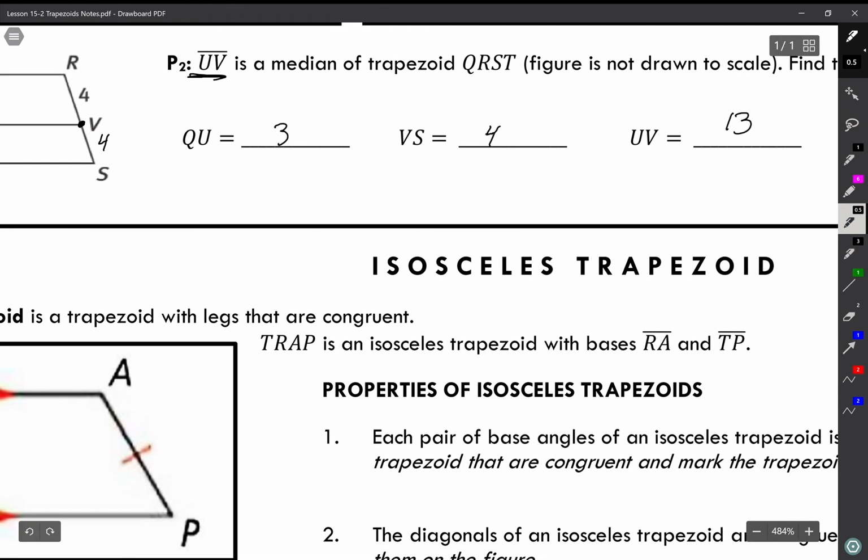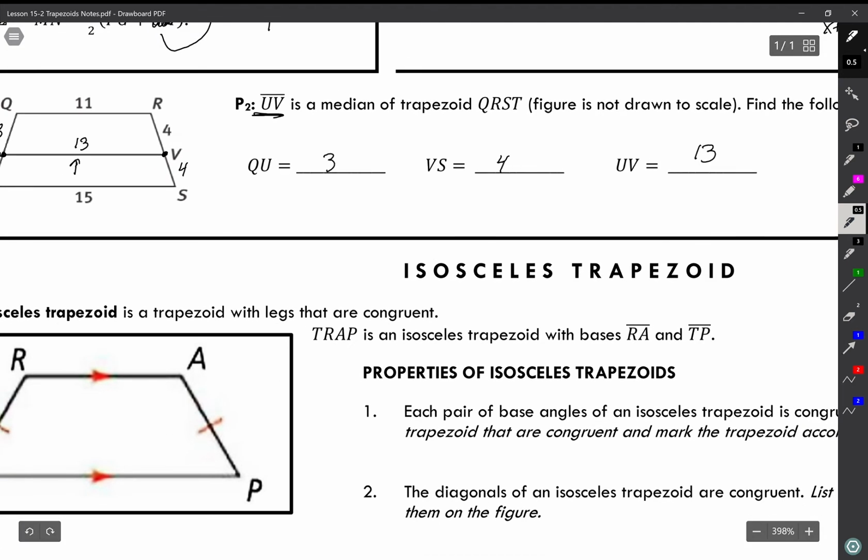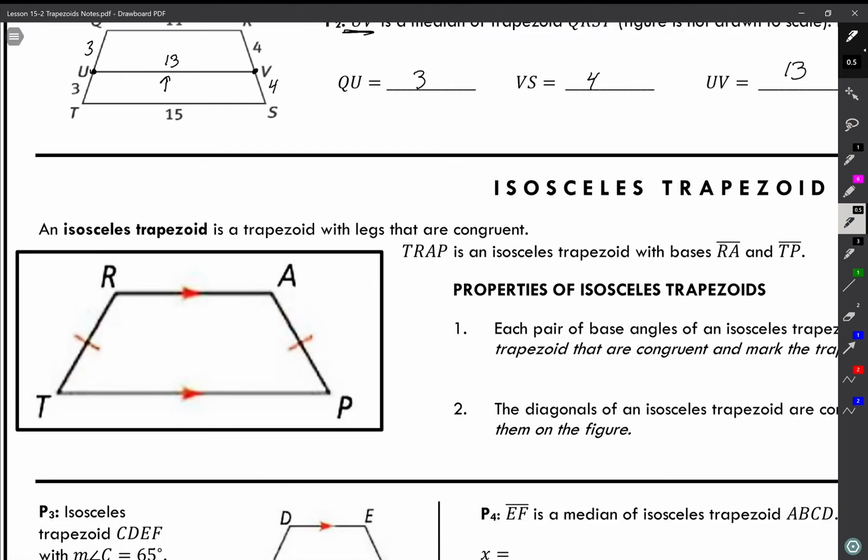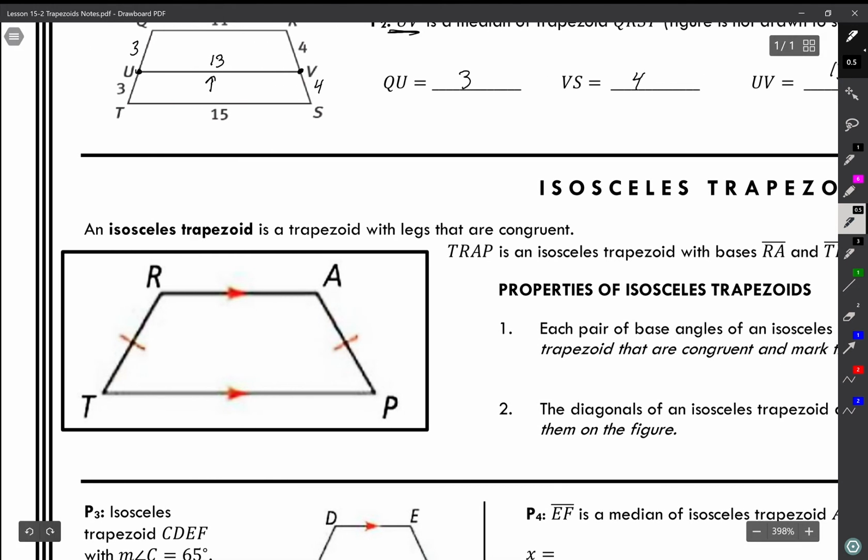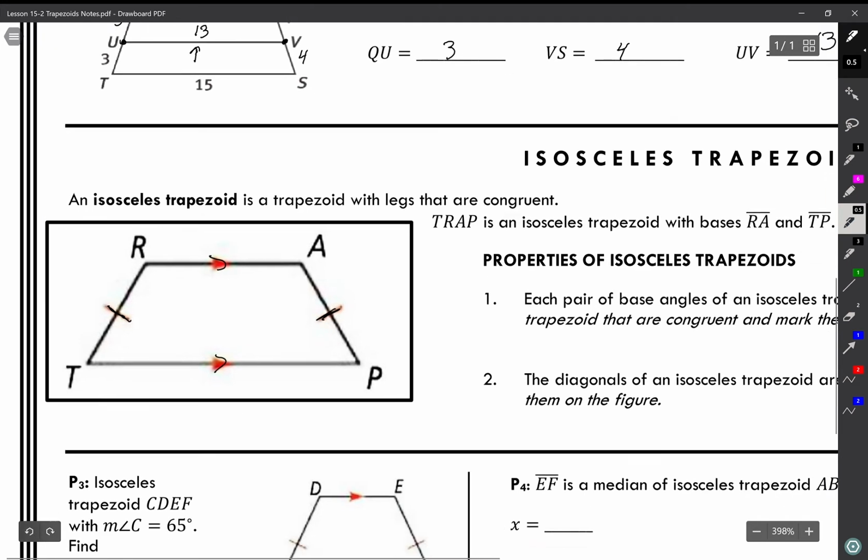Cool. Moving on to isosceles trapezoids. This is what you usually think of when you see a trapezoid. It's a very pretty case. What you see whenever you think of a trapezoid is probably an isosceles trapezoid. An isosceles trapezoid is a trapezoid with legs that are congruent. If we look at my picture right here, I have my two parallel sides, and my legs are in fact congruent, meaning that they are the same length.